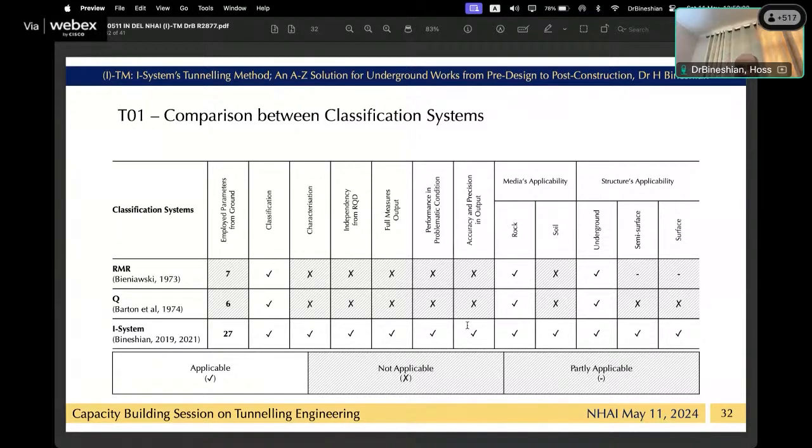Media applicability: RMR, Q, and I system are all applicable in rock, but for soil, only I system is applicable. And in tunneling, in many scenarios, you will be facing soil, so you would not be able to use RMR and Q for that. Structures applicability: for underground, RMR, Q, and I system are all applicable, but for semi-surface and surface structures, only I system is fully applicable.